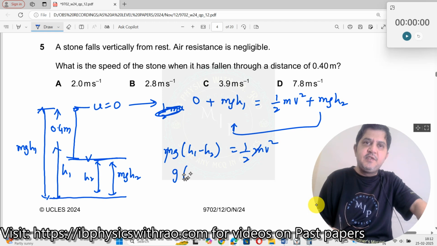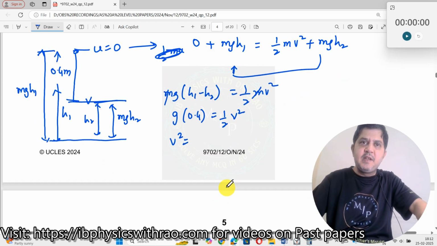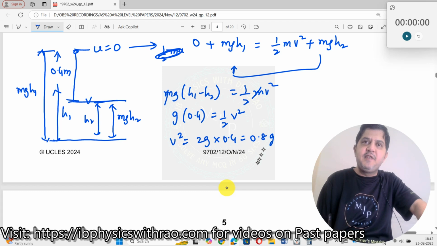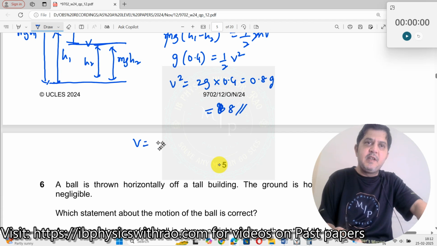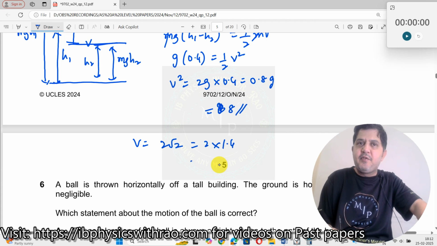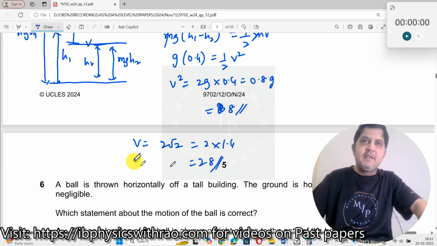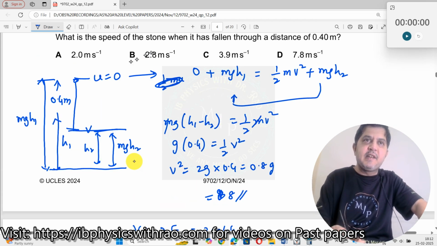So g into 0.4 is equal to half v square. In other words, v square should be equal to 2g multiplied by 0.4, which is 0.8 times g. Let me assume g equal to 10. So 0.8 multiplied by 10 would be 8. So v should be equal to 2 root 2, which is 2 into 1.414. I put 1.4, so it should be equal to 2.8. Thus the answer is 2.8 meter per second, which is B.